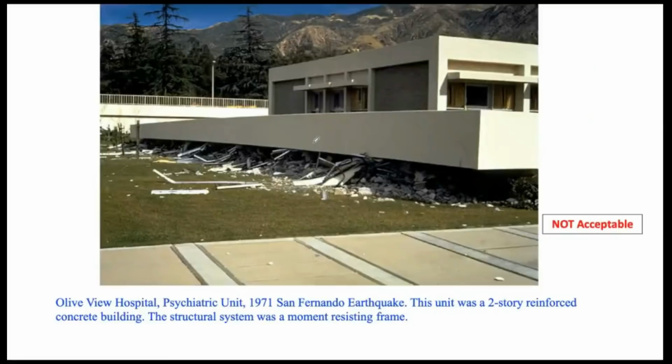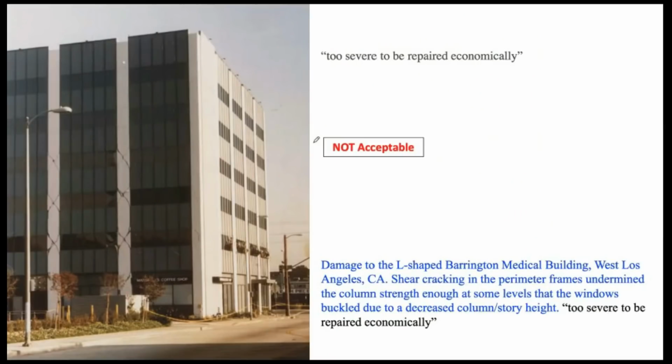So let me just give you an example. This is one of the cases, the Olive View Hospital that was damaged in the 1971 San Fernando earthquake. It was a two-story structure, and you can see that the lower story is completely collapsed. So you can see a story mechanism, and you can see that the lower story is completely crushed. This kind of behavior is obviously not acceptable for a code-based design. This is obviously a collapse, and everybody understands this. This is another example of a structure that was subjected to the 1994 Northridge earthquake.